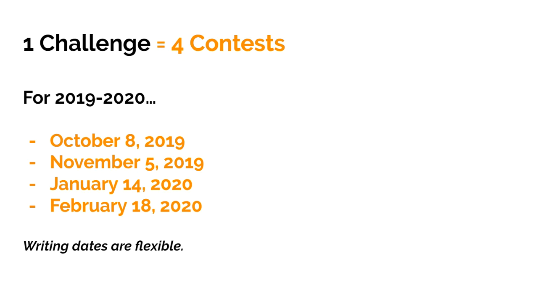Now, the Real Science Challenge is actually 4 contests. One challenge, 4 contests. In 2019-2020, these are the 4 contest dates. Now, students will write the contest on those dates, submit, and at the end of the year, we tally up all their scores, and the winners, the top 10%, are determined at the end of the year. Now, if the writing dates don't work for you, writing dates are flexible. You just have to contact us and we can make arrangements.